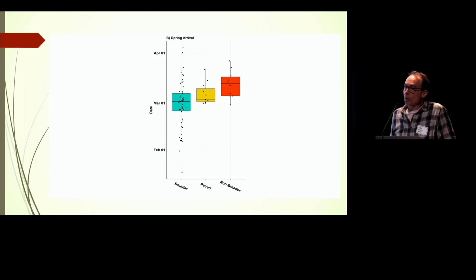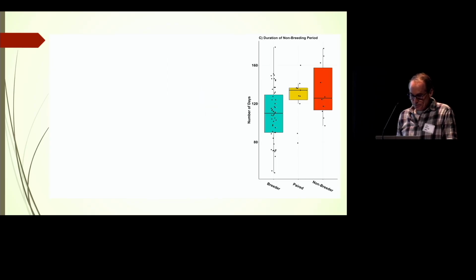Breeders also arrive back in the spring earlier, most likely to be able to set up territories to raise their young. And so again, when you think of how long they spend away from their summer or breeding territories, breeders are spending the shortest time away because they're leaving later and arriving earlier in the spring.